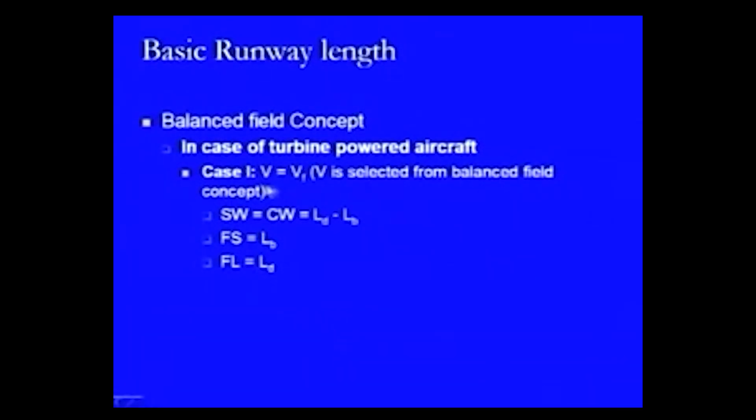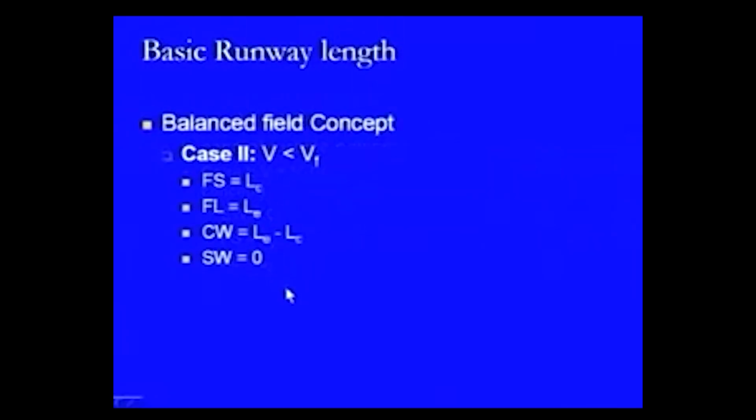So, we have to look at this, and on the basis of this the computations can be done. There is one case where we assume that this velocity V is equivalent to the velocity Vf, and this velocity Vf is dependent on this V which is selected from the graph which we have seen just now. And then on the basis of that, the length of the stopway or the clearway will be computed on the basis of the two values which we have found out, that is LD minus LB, and the field length of the stopway and the complete field length will be computed as LB and LD respectively.